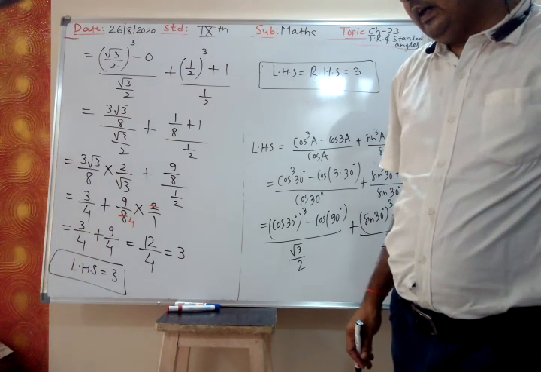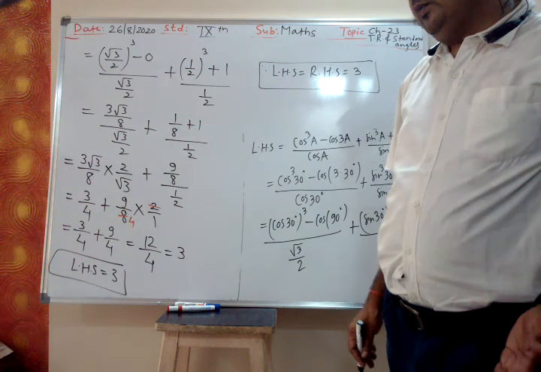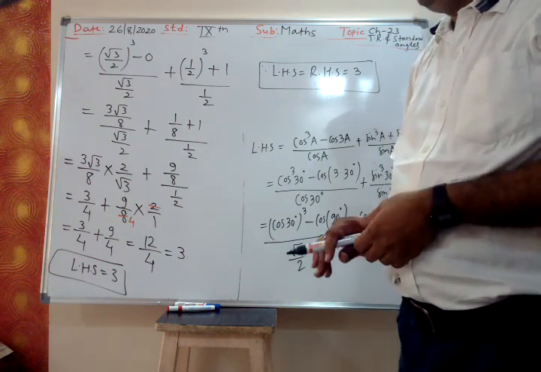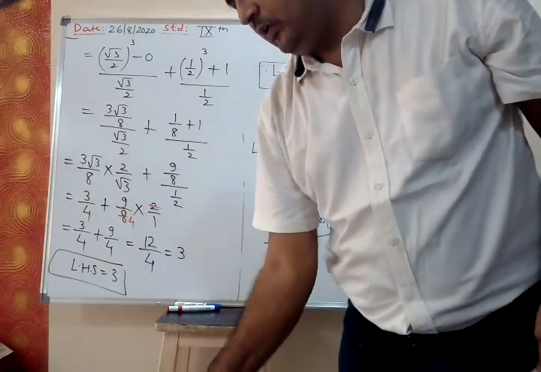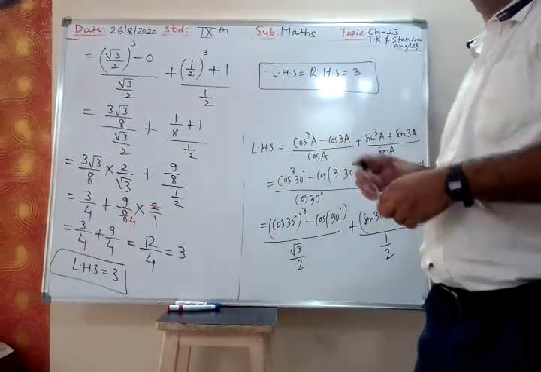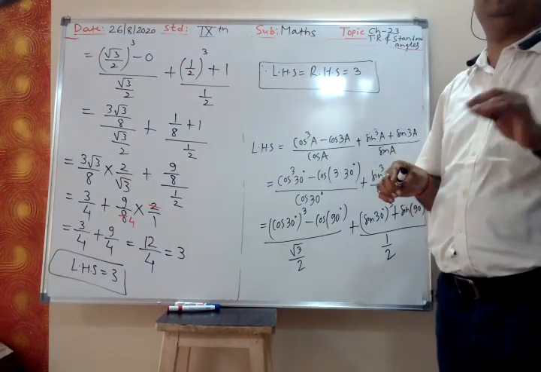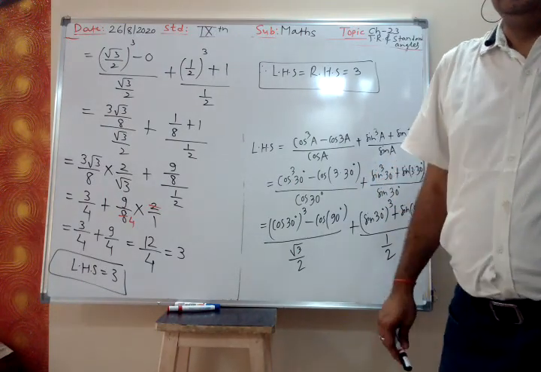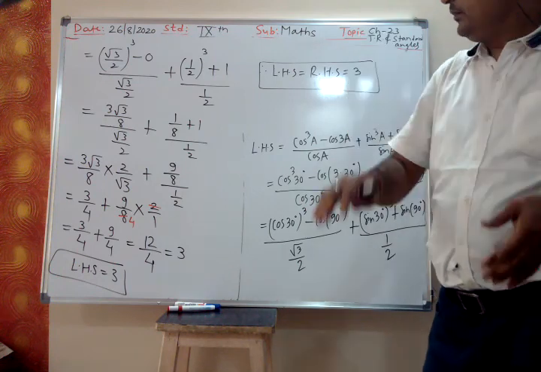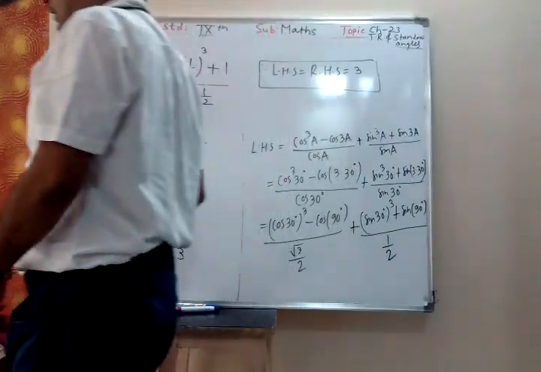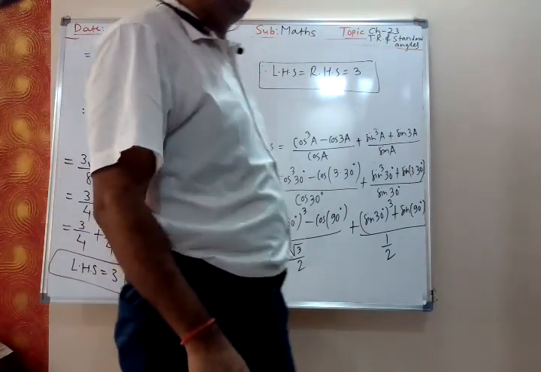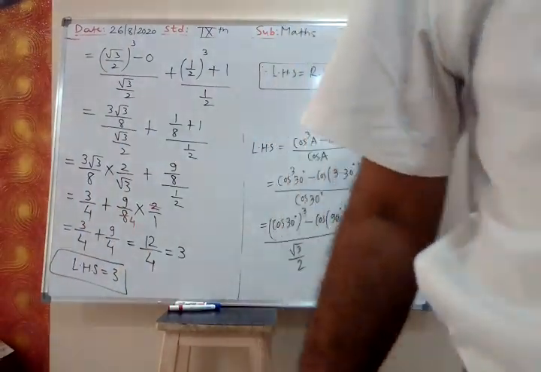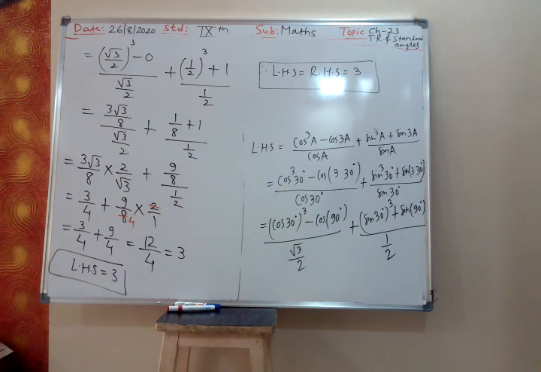Tomorrow onwards, or whenever we have the next period on Friday, we'll start 23rd C. But you come prepared with the table. Come prepared thoroughly with the table of sin 30, sin 60, sin 45, cos 0, cos 45, cos 60, tan 30, tan 60, tan 45. Those tables should be thoroughly prepared.